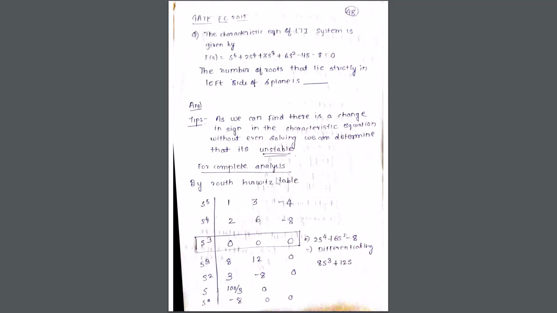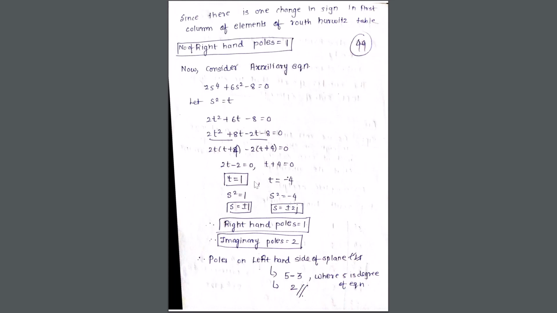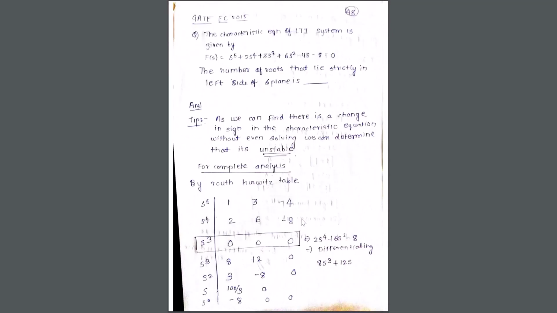How does the 5 come? 5 is from the characteristic equation degree minus 1, that is the right hand pole, minus the number of imaginary axis poles, that is 2, which is equal to 5 minus 3, that is 2. That is the number of left hand poles is equal to 2. I hope I am very clear with this. So we'll just have a quick revision.